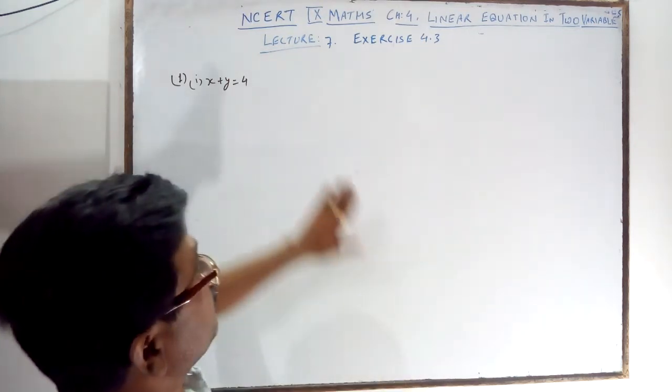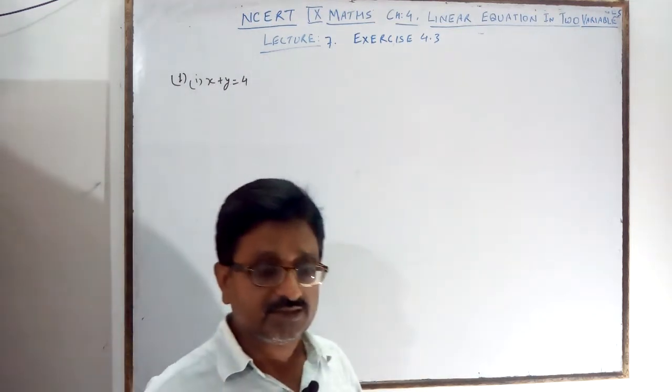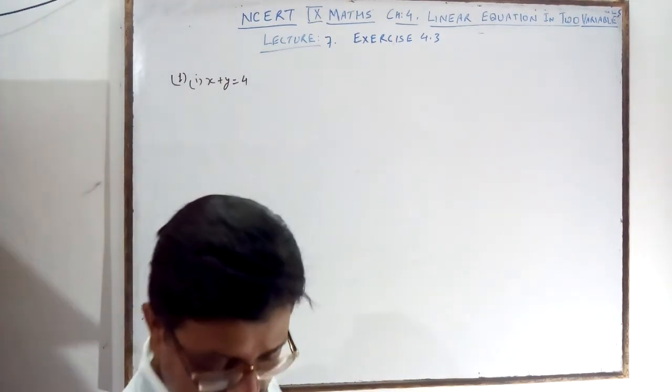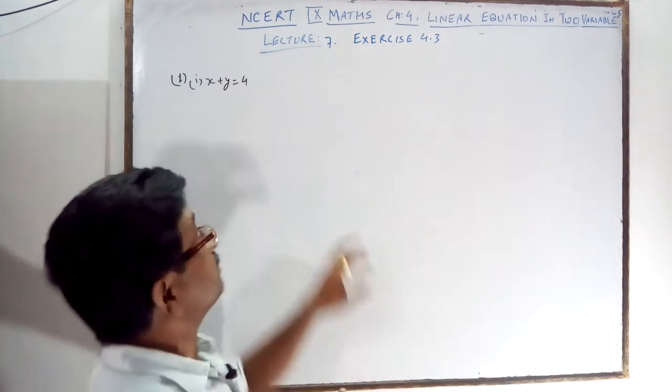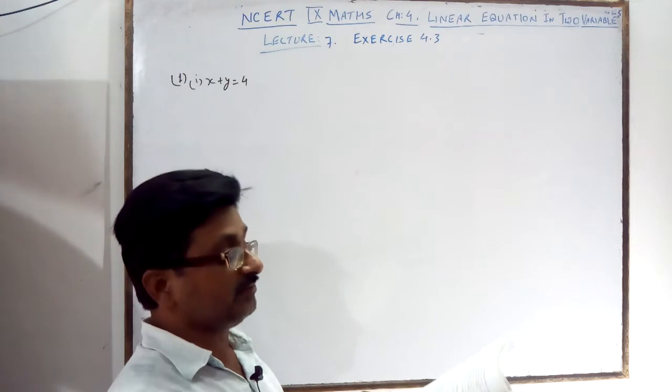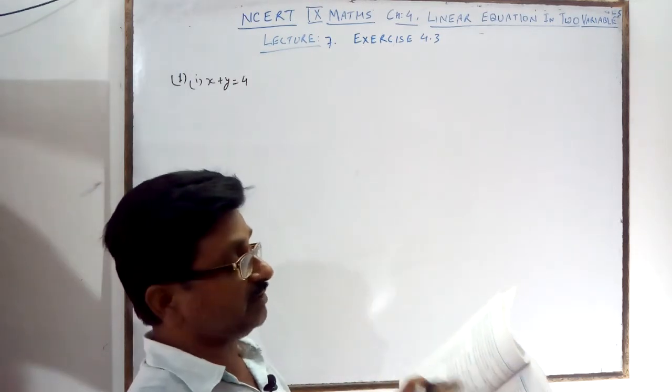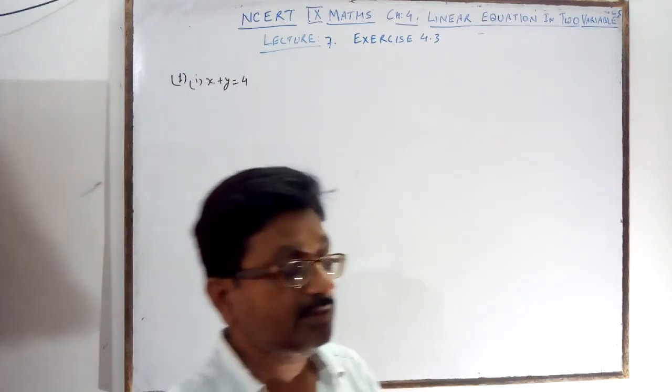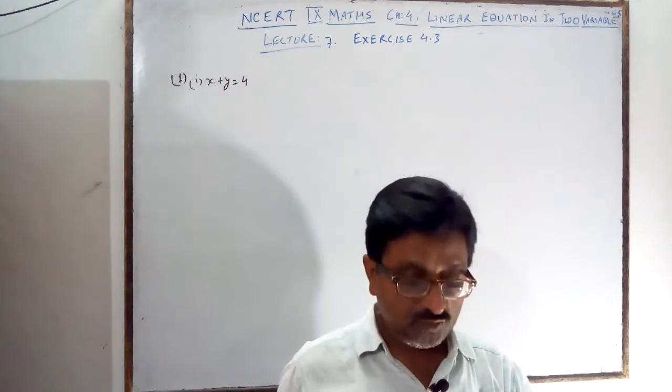In the previous lecture I explained the graphical method of this solution. Now you will see Exercise 4.3, question number 1. It is given: draw the graph of each of the following. The first question is x + y = 4.